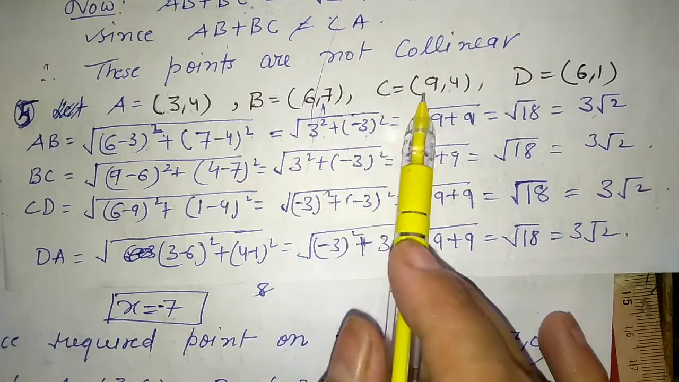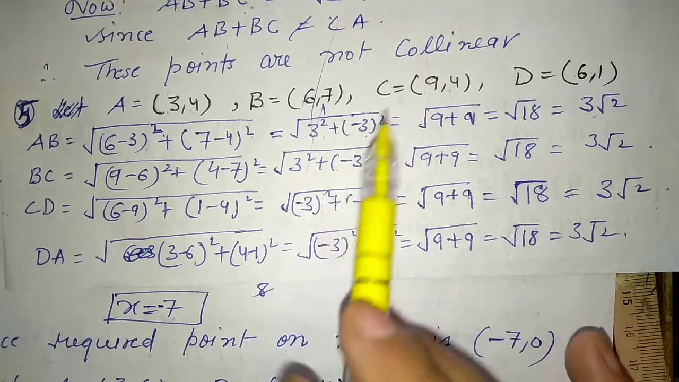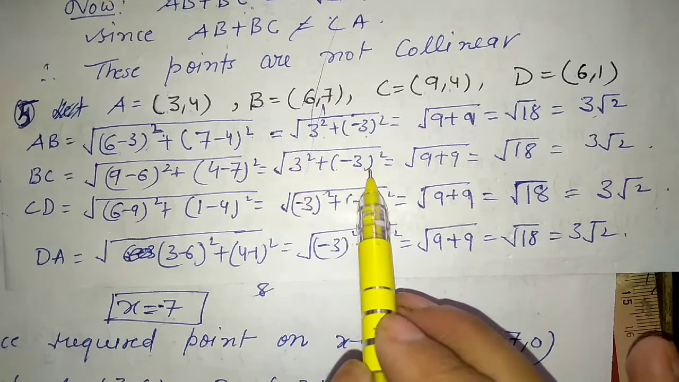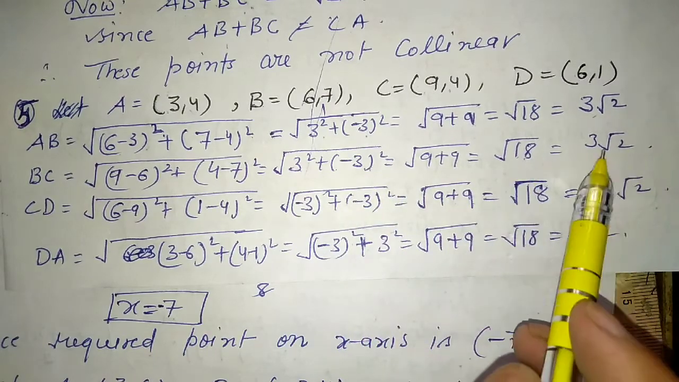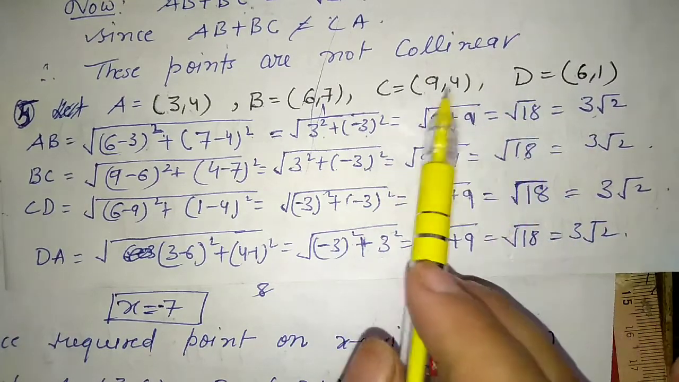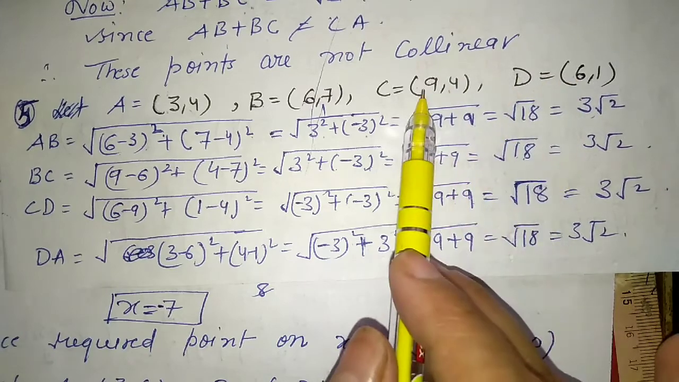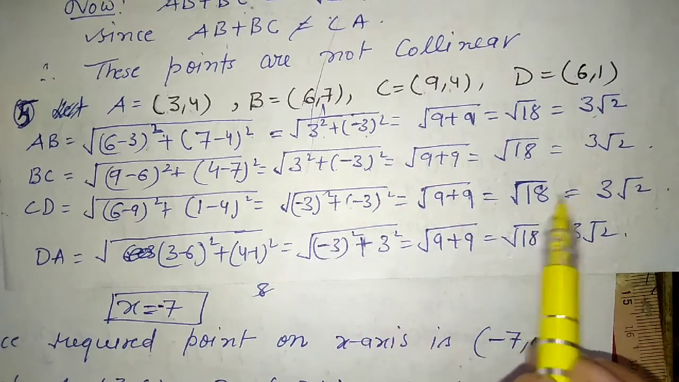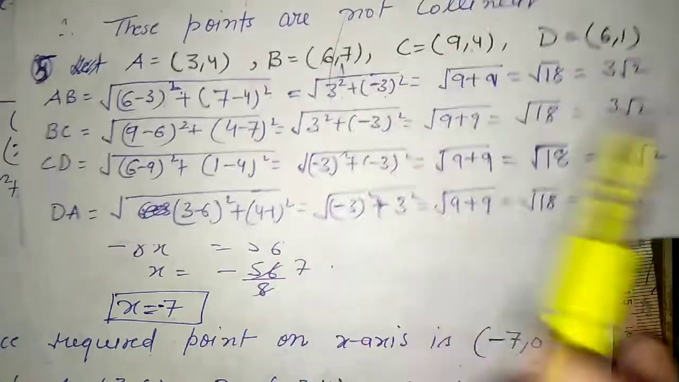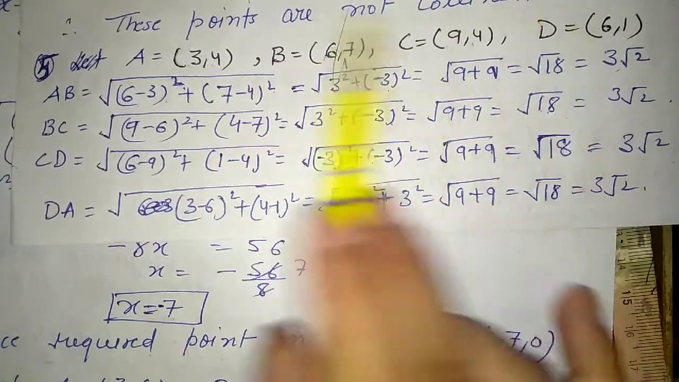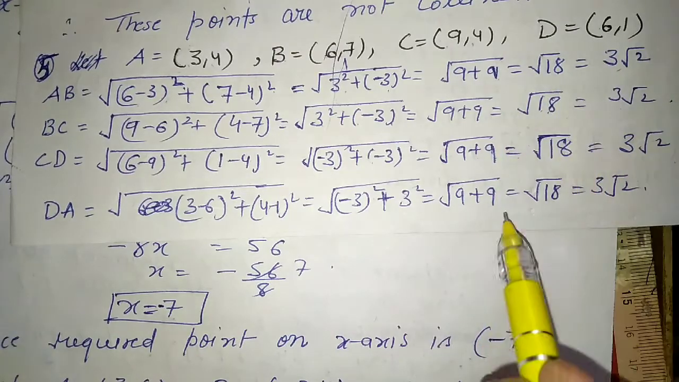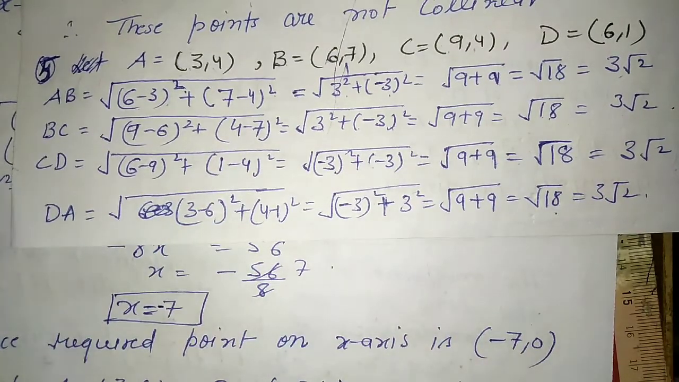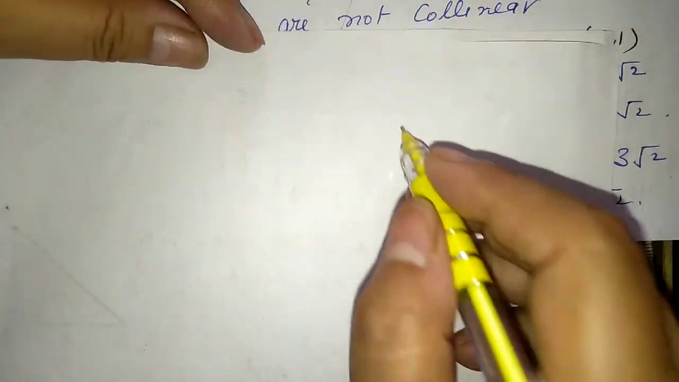Then we will find BC. BC is square root of (9 minus 6) whole square plus (4 minus 7) whole square. 3 square plus minus 3 square, again under root 18, which is 3 root 2. Then we will find CD: 6 minus 9 is minus 3, and 1 minus 4 is minus 3. Again we have under root 18, 3 root 2. Then DA: 3 minus 6 is minus 3, 4 minus 1 is 3. Again 18, 3 root 2.